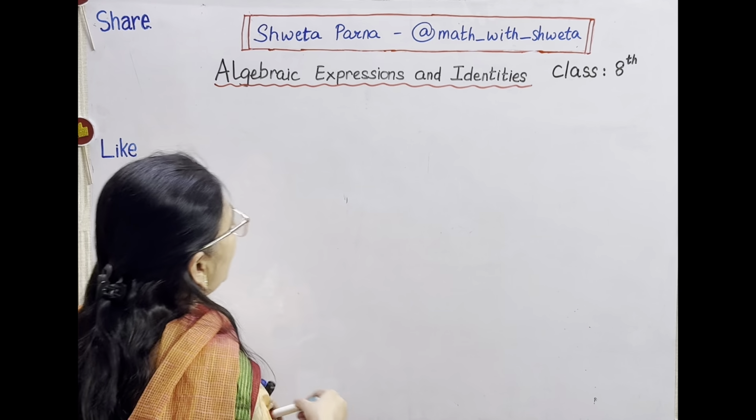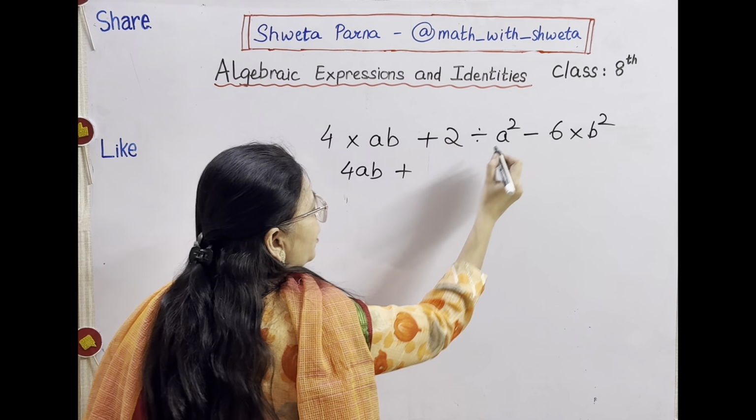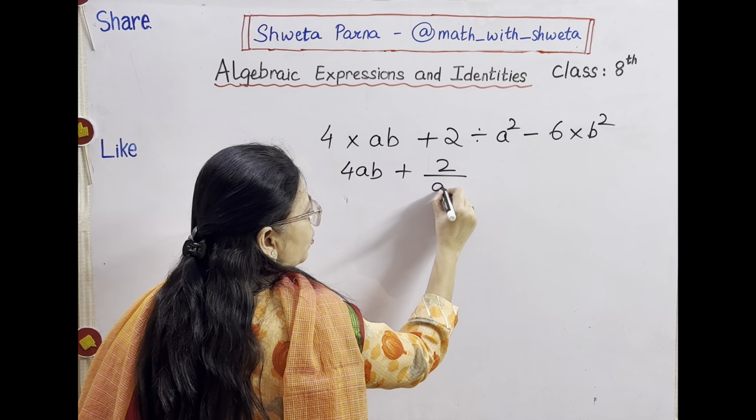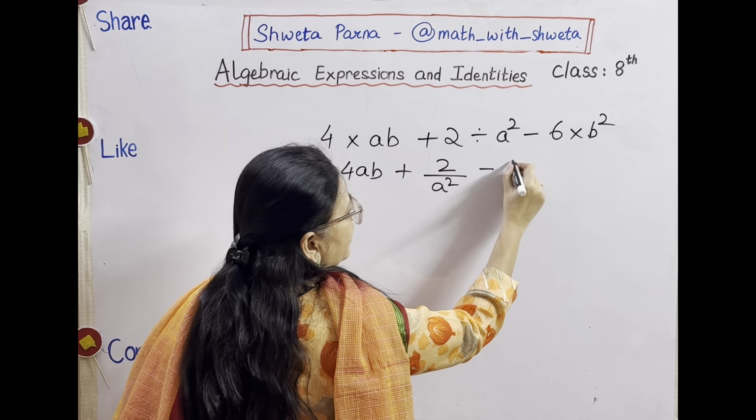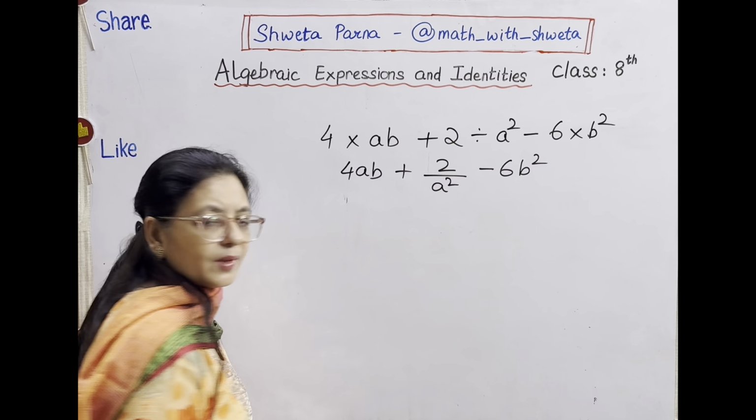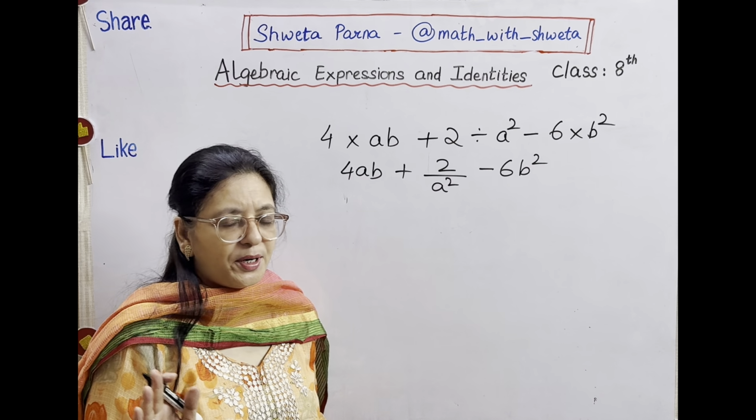An algebraic expression is given to you, say 4 into ab plus 2 divided by a square minus 6 into b square. This is the expression given to you. Now, always remember, how do you solve this? 4 into ab is 4ab, plus sign. 2 divided by a square, you will write as 2 upon a square, minus 6b square. Correct? This becomes your expression.